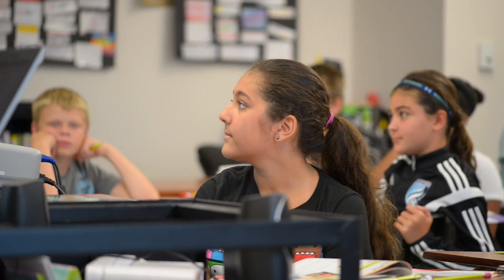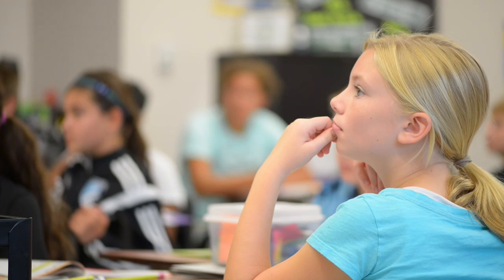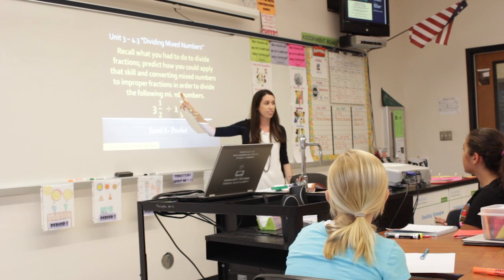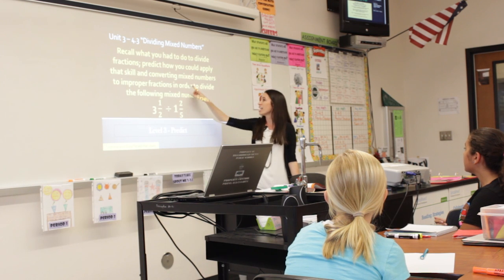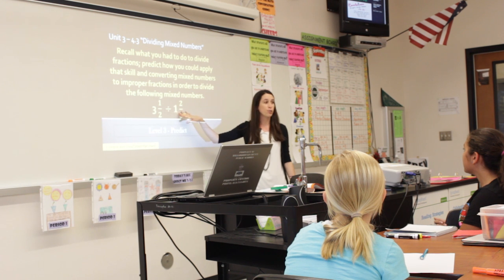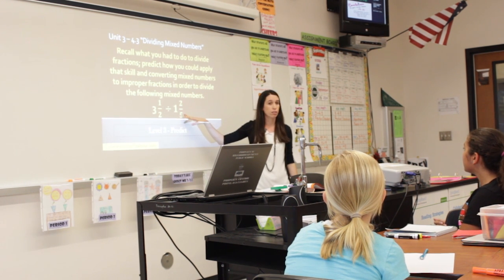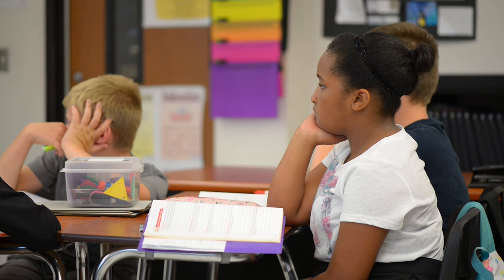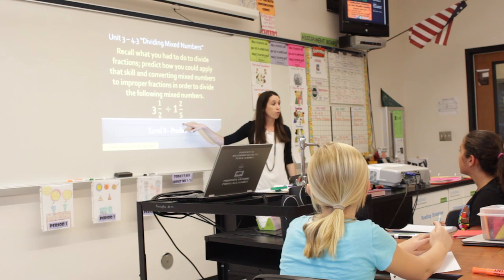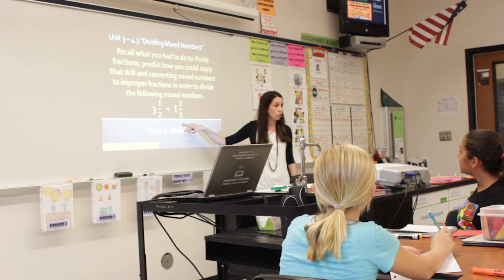Using that understanding, I want you to predict how you could apply that skill, dividing fractions, and converting mixed numbers to improper fractions. Didn't we do that yesterday? Yes. Okay. In order to divide the following mixed numbers, we've got to get them out of this form. We've got to make them improper fractions first. I want you to start there. Once you've made them improper fractions, I want you to think about what you would do from there. I'm going to give you about 2.5, 3 minutes to get an answer to this question. Show your work. Remember, someone's going to get your paper. Make sure they have something to talk about.